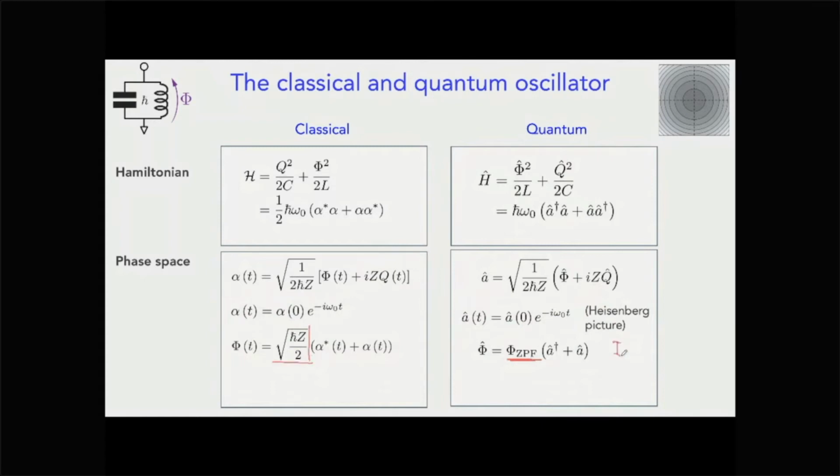However, it has a very important physical meaning that I'll explain in the next few slides of the quantum zero-point vacuum fluctuations. It's essentially the root mean square fluctuation, but we will get into that in the next slide. And it just again equals the square root of h bar Z over 2 from the classical world. And for completion, I'll give the charge as well, which looks like this.